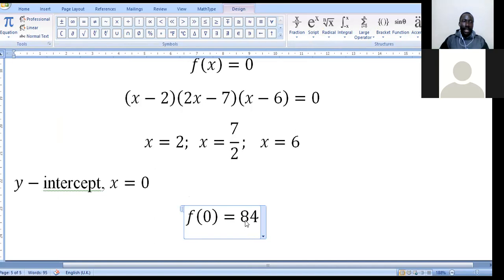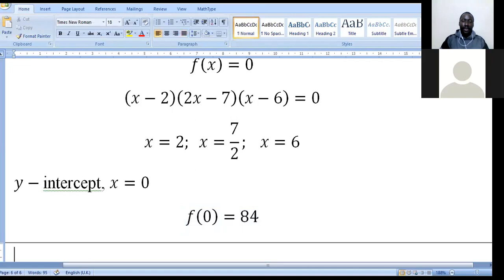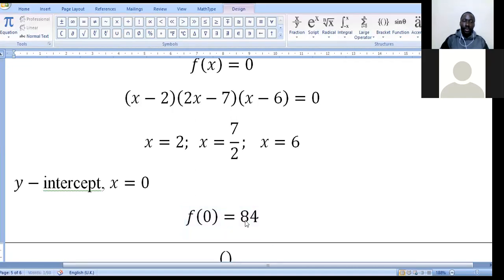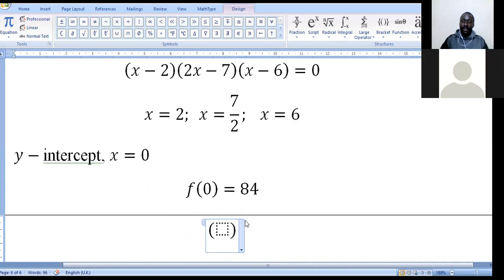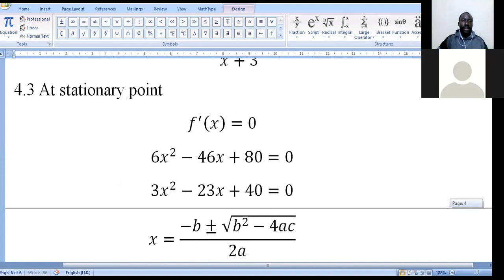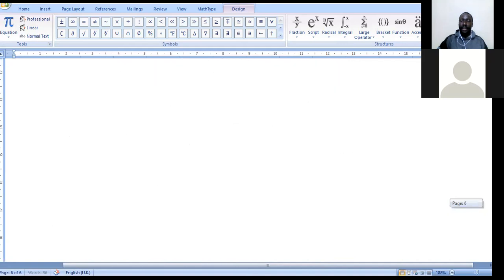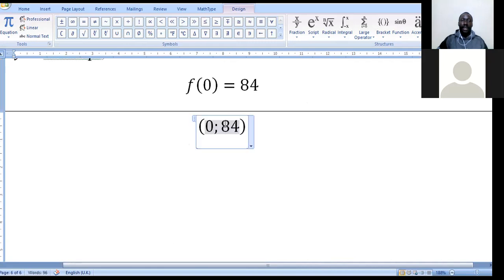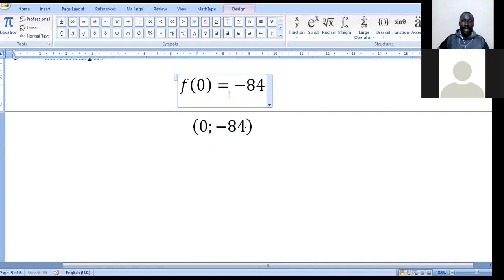So that means the y-intercept, in coordinate form, we will be writing 0 for x. What do we have for y? 84. Isn't it negative? Let's check. Yes, it's negative. So we put it here, negative, and also here, negative.